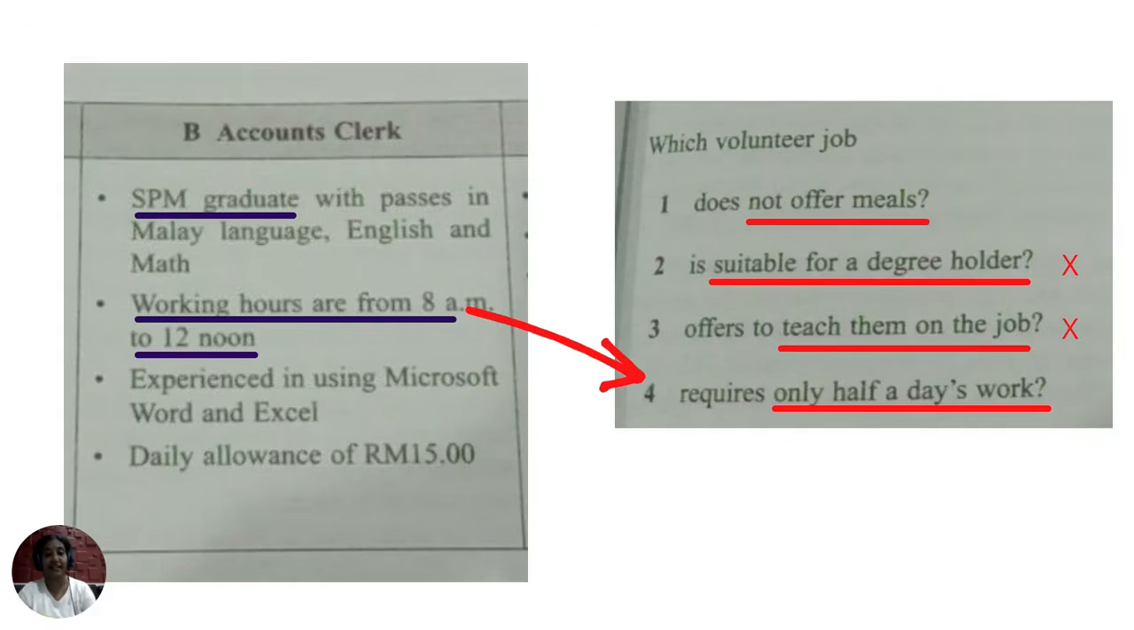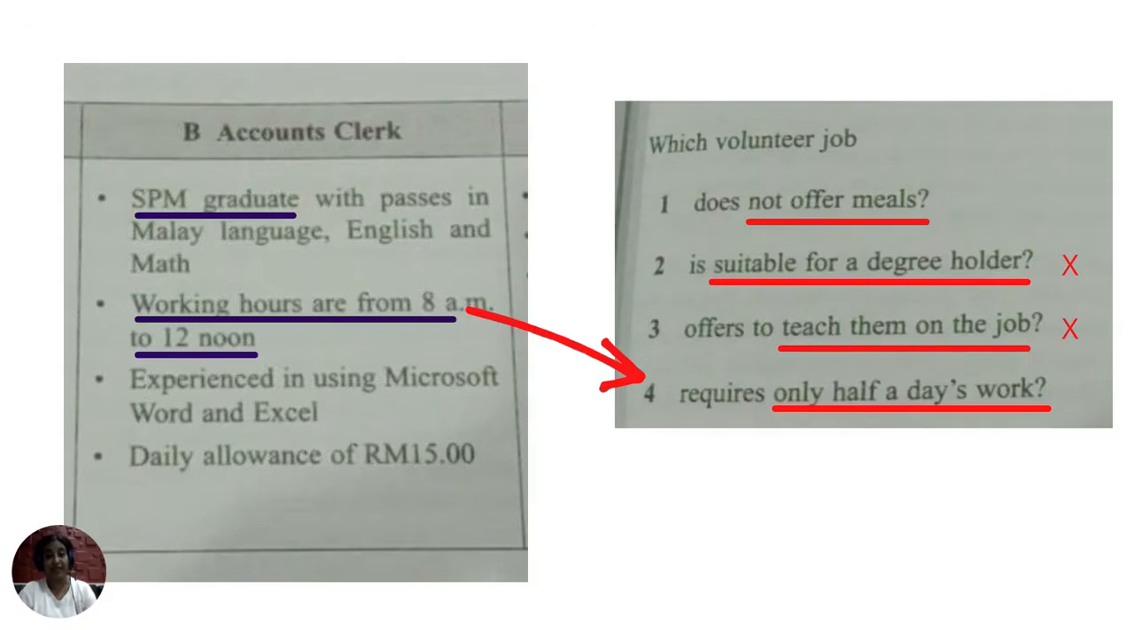Move on to the second text, which is B, accounts clerk. The same process. SPM graduate is the keyword. Working hours are from 8 a.m. to 12 noon, which is 4 hours. Daily allowance, experience, which is actually not relevant to the keywords in the question.